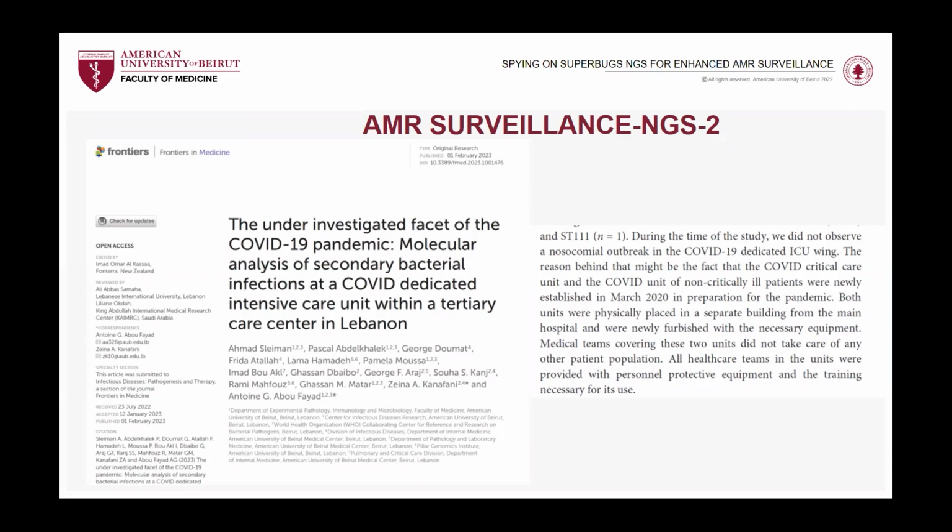And that's attributed to the fact that the COVID critical care unit and the COVID unit of non-critically ill patients were newly established in March 2020. And they've just had a building that had nothing to do with ICU or the usual patients, and they've established that for COVID, which proved to be very smart as an outcome.